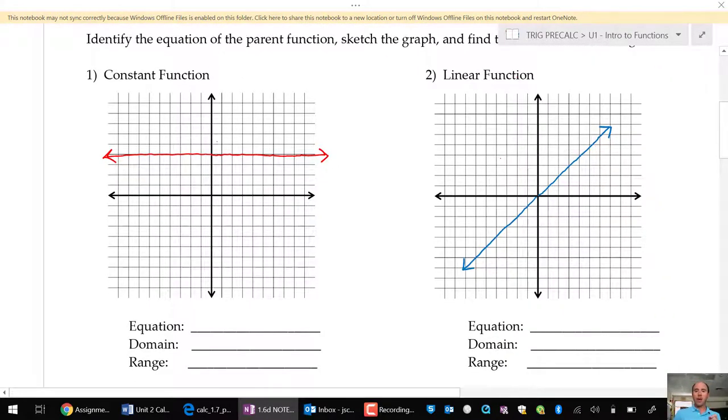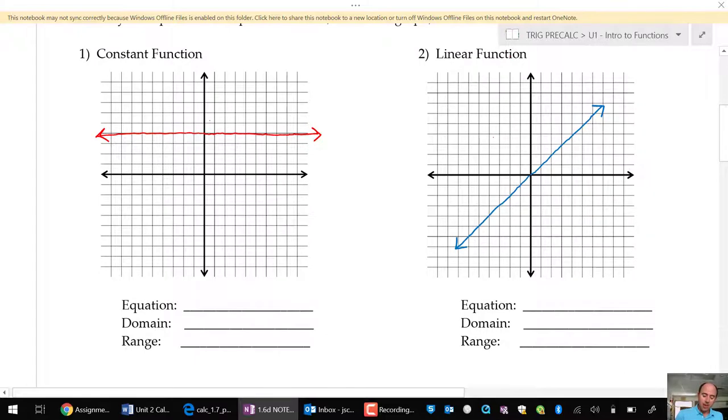Number 1 specifically is the constant function, and that's simply a horizontal line. The equation of this function would be simply y equals 4. Or in function notation, we could write that as f of x equals 4. And the domain and range, domain is defined for all real numbers, so negative infinity to infinity, but the range is simply the output of 4. It's never going to be any number except for the number 4.